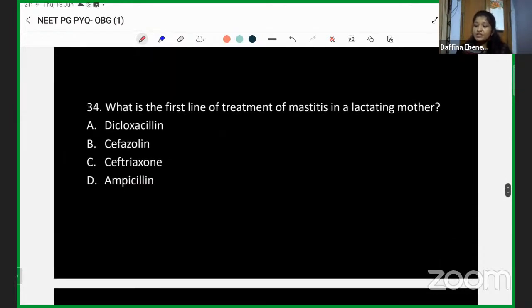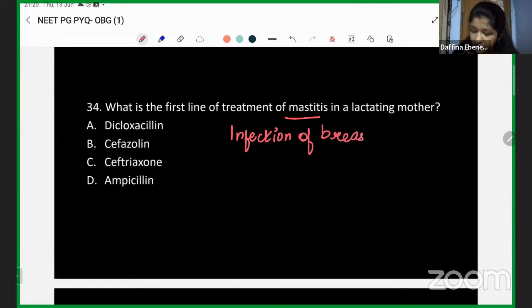What is the first line of treatment of mastitis in a lactating mother? Dicloxacillin, cefazolin, ceftriaxone, or ampicillin? Okay. Before going into that, we'll see what is mastitis. What is mastitis? Mastitis is the infection of breast parenchyma. What is the most common organism that is responsible for mastitis?